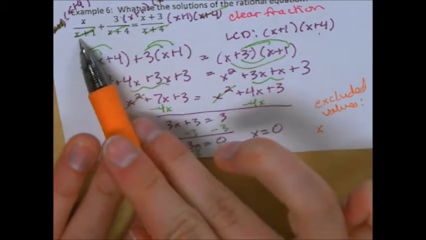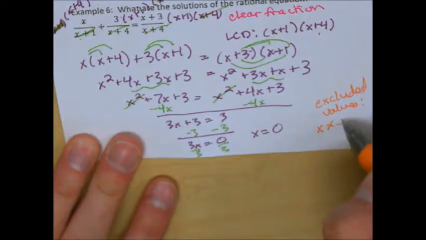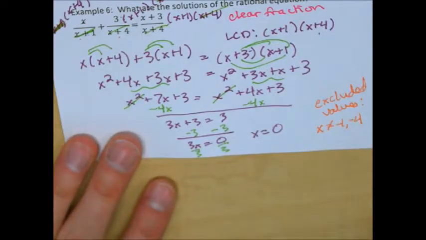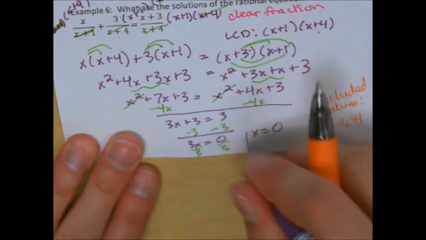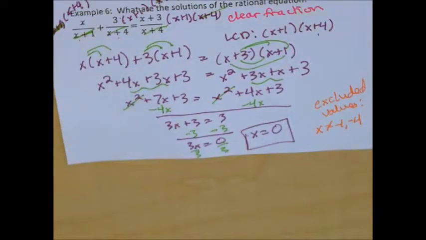So here I get x cannot equal -1. And here I get x cannot equal -4. That's not either of those, so our answer is x equals 0.